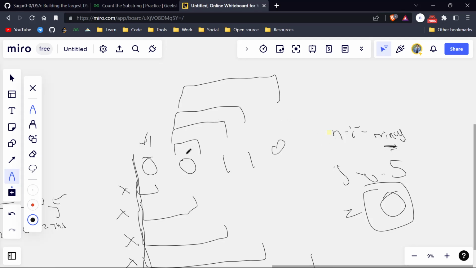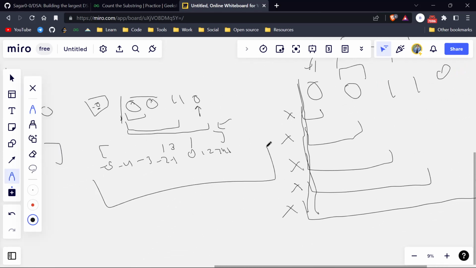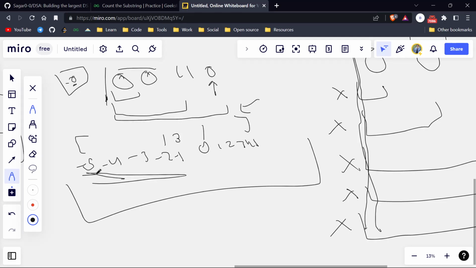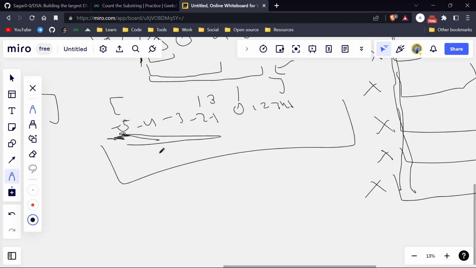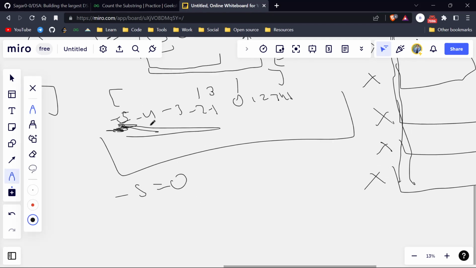We have to maintain this array, but we know our array cannot contain negative indices. The minimum value is minus 5 and the maximum is 5. Just keep this straight in mind: we cannot have negative values. So we will consider this minus 5 as 0. So this minus 4 will be 1. That means we are incrementing all the values by 5.